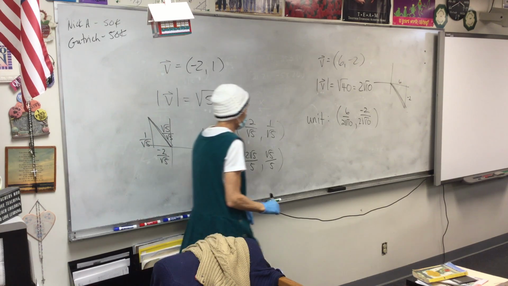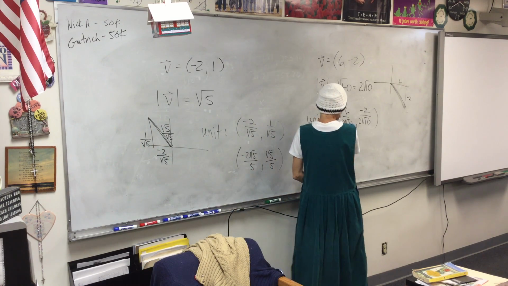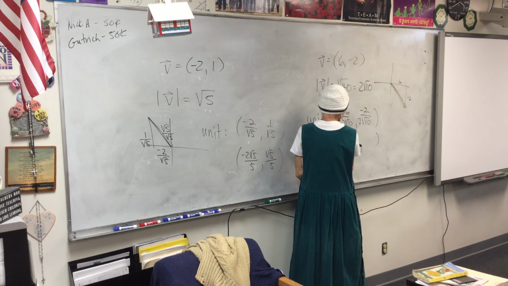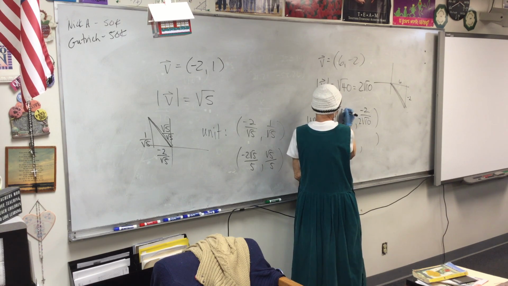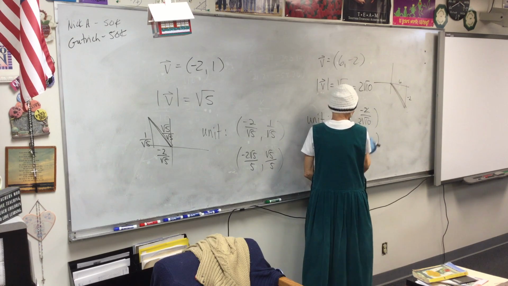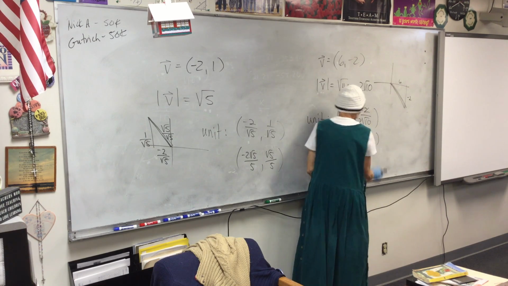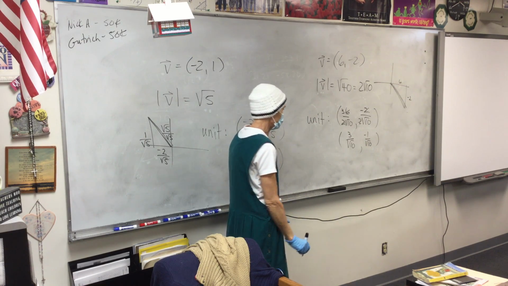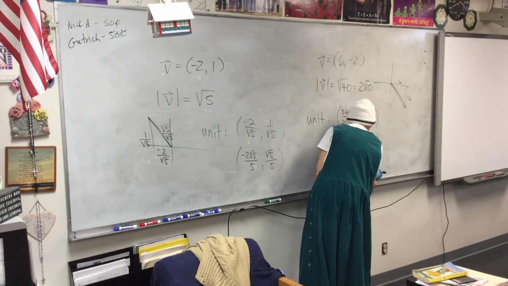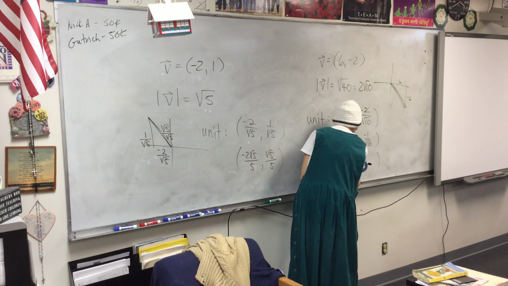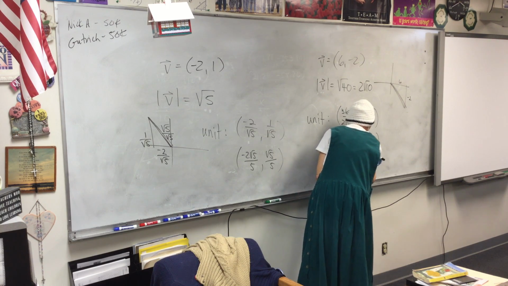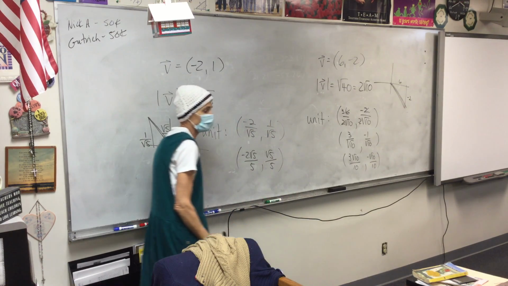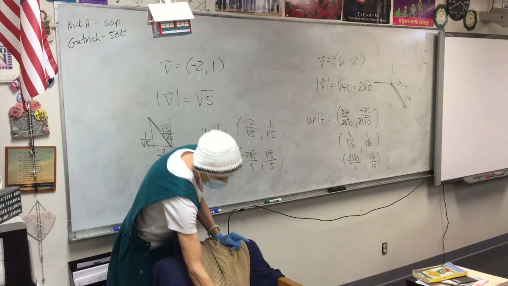Now I'm going to simplify. 2 goes into 6 3 times. And 2 goes into 2 once. So I took care of that part. Now what do I need to do? To get rid of the square root. So 3 root 10 over 10 and negative 1 root 10 over 10 is the answer to the question.